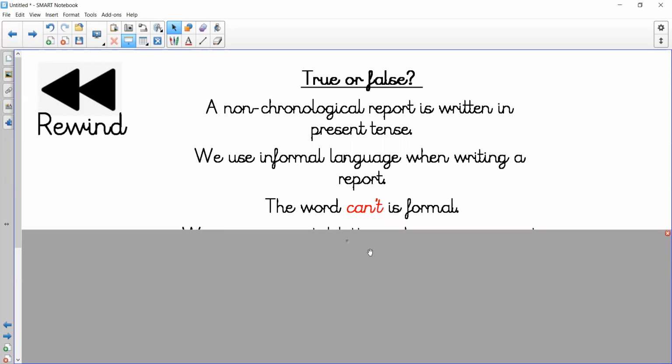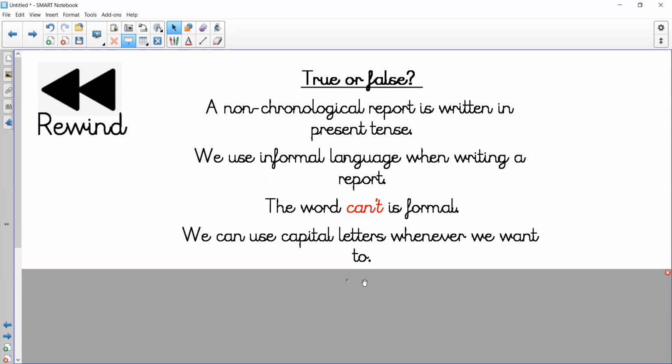Next one, the word can't is formal. True or false? Well, I gave you a massive clue there with the informal language. It's true, sorry, it is formal. No, it's not. Oh, I'm getting mixed up now. The word can't is informal because it is contracted. So the word can't is formal is false. It is an informal way of saying cannot. So can't is an informal word.